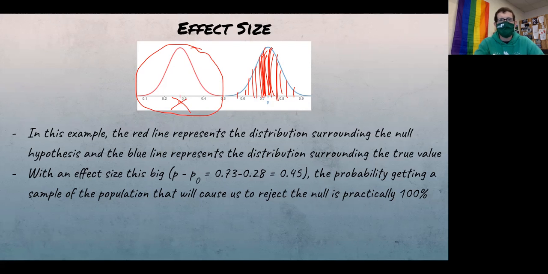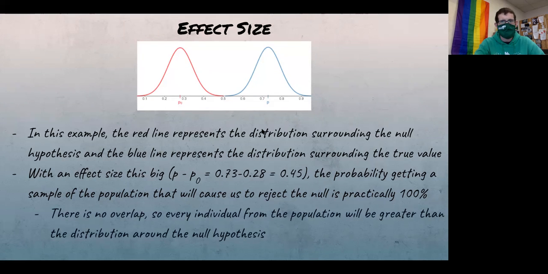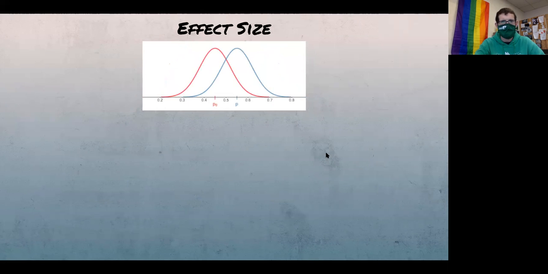Okay, and in reality, we don't know where the population is. If we knew where the population was, we wouldn't be doing any hypothesis testing. So this is just to give us some idea of conceptually what's going on. Since there's no overlap between these two distributions, every individual from the population will be greater than the distribution around the null hypothesis. There could be some extreme outliers, but that would be very rare.